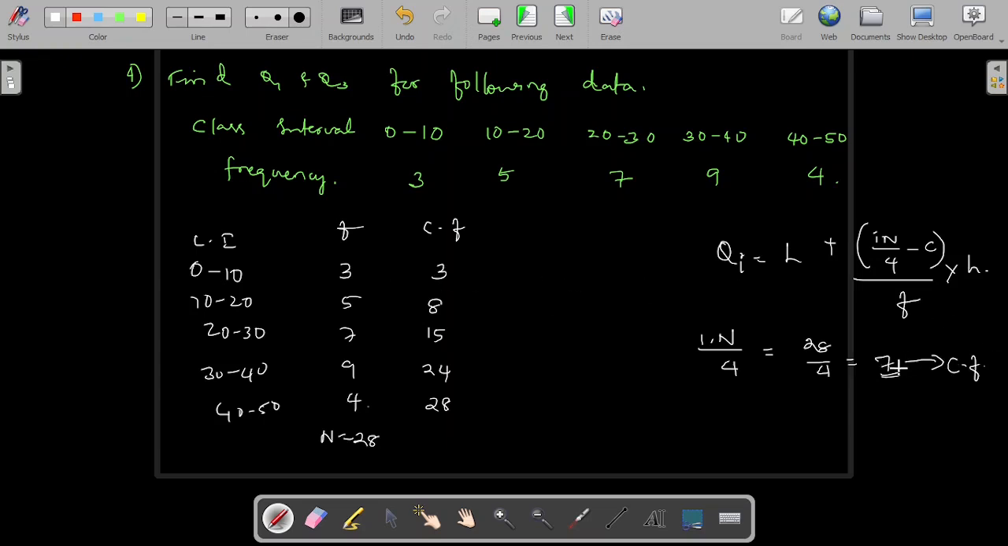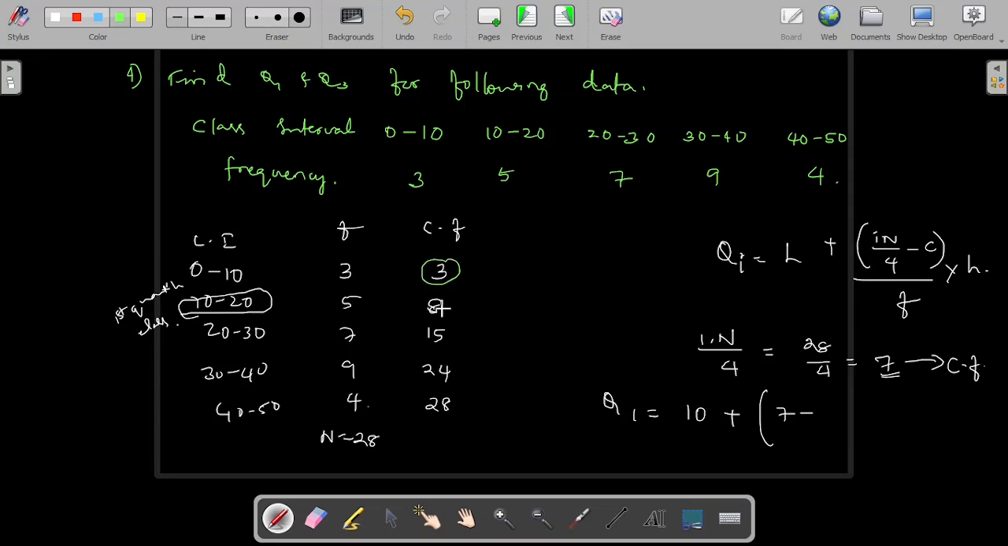The class corresponding to this cumulative frequency is the first quartile class. The cumulative frequency comes up to 3 for 0 to 10, then up to 8, therefore 7 comes within this. So this is the first quartile class. So we got the first quartile class now. So Q1 is the lower limit of the first quartile class, 10, plus (N by 4, we got this as 7, minus C), where C means the cumulative frequency of the pre-first quartile class, that is 3.